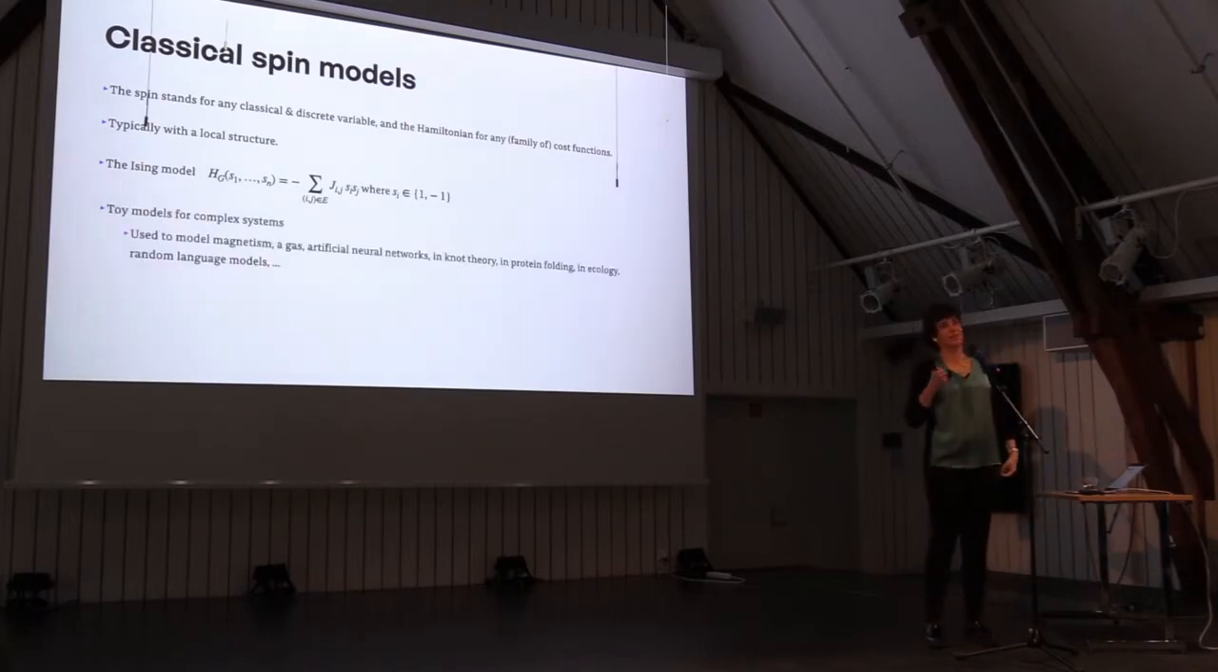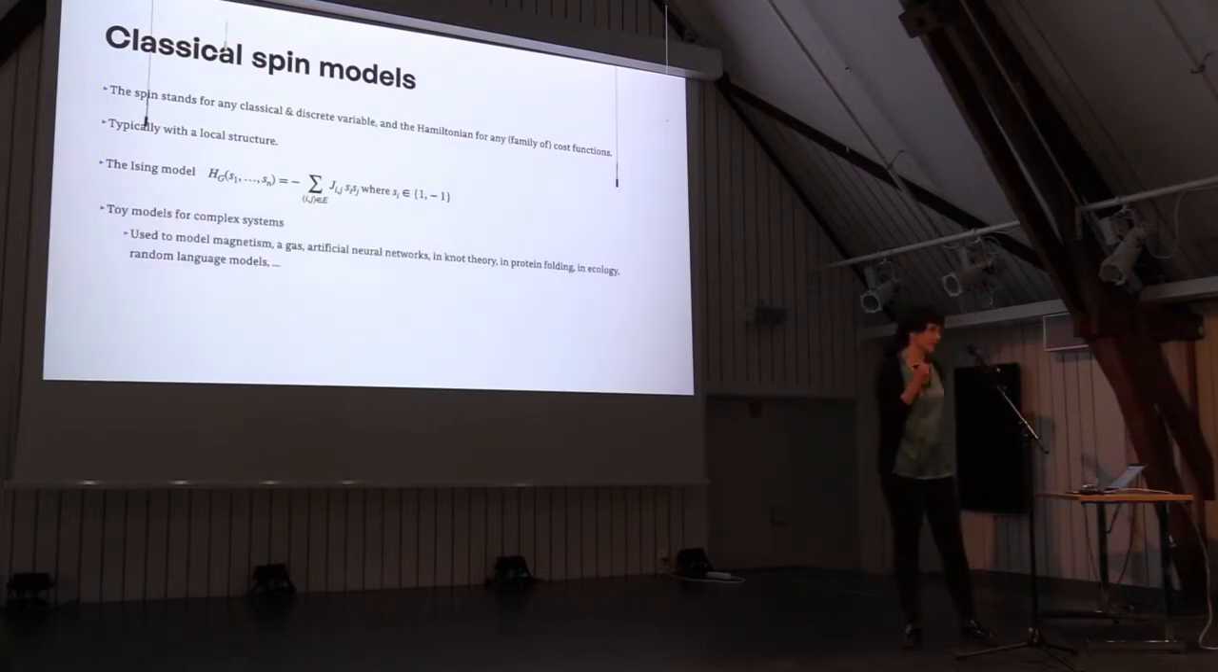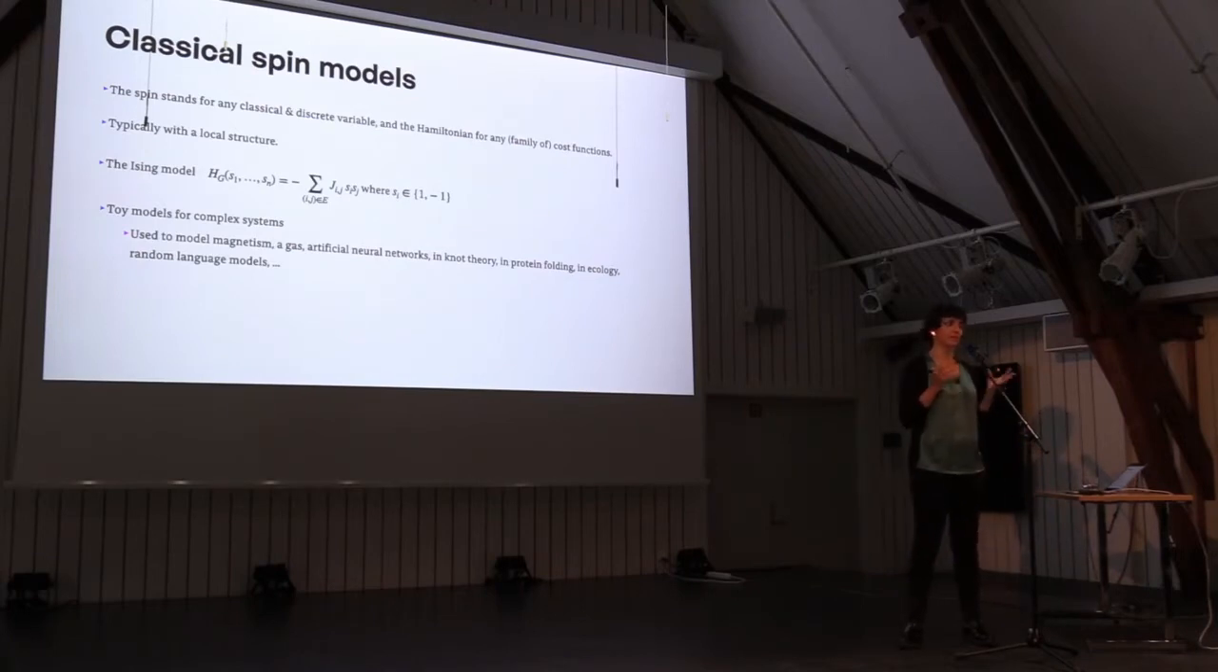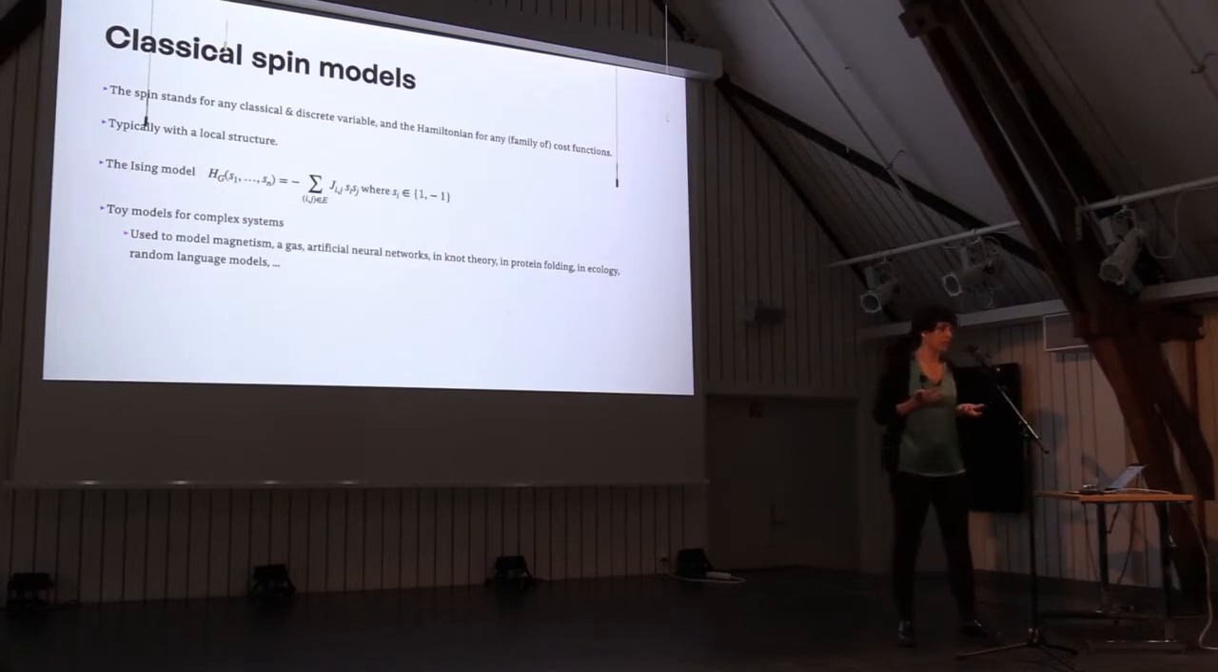And these were invented to understand magnetism, in a very simplified way, by Ising and by Lenz. You can imagine this spin as describing the spin of the last electron in a solid. But of course, now think of them just as discrete classical variables. So they can stand for anything. That's why they are useful as toy models for complex systems.